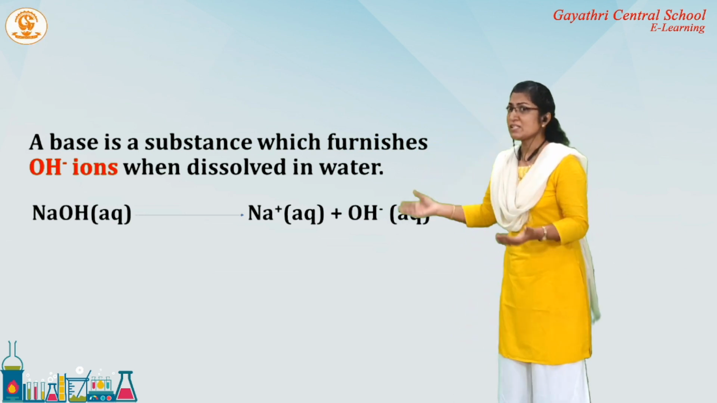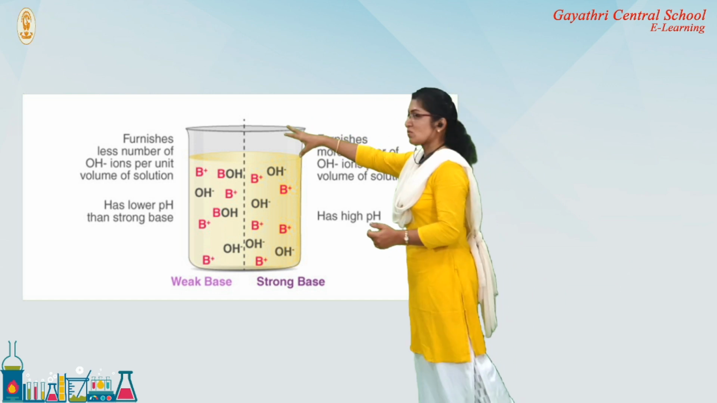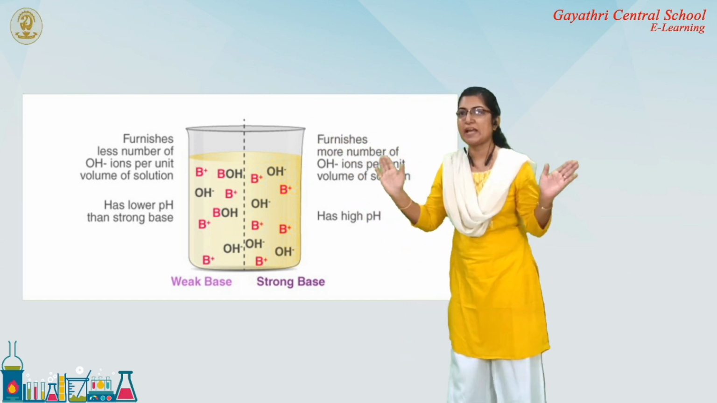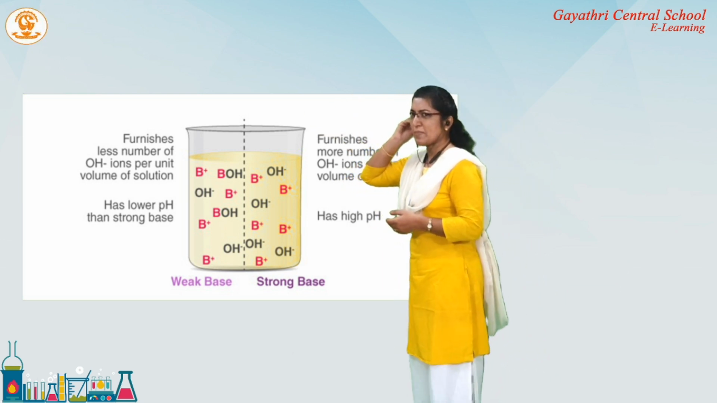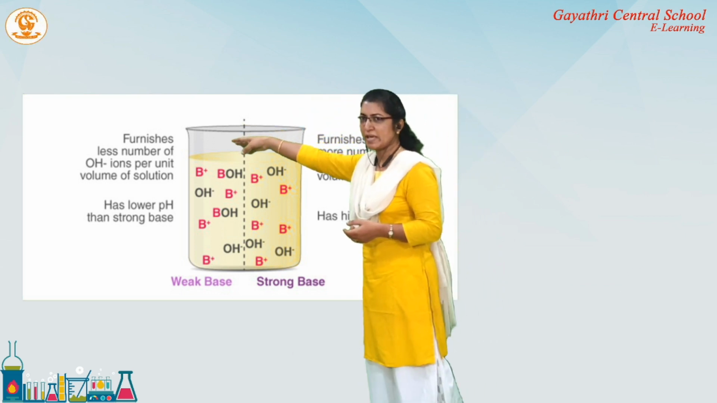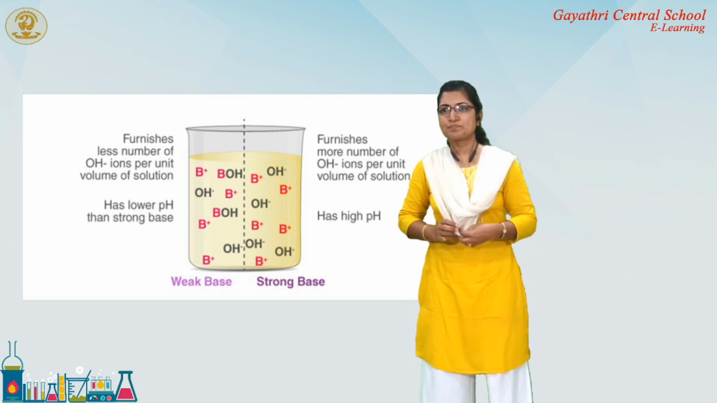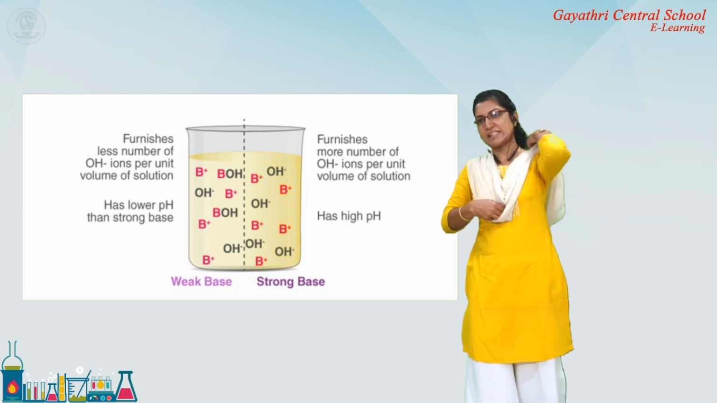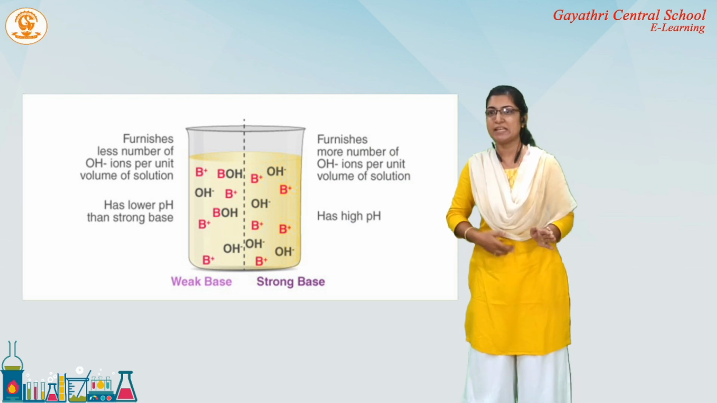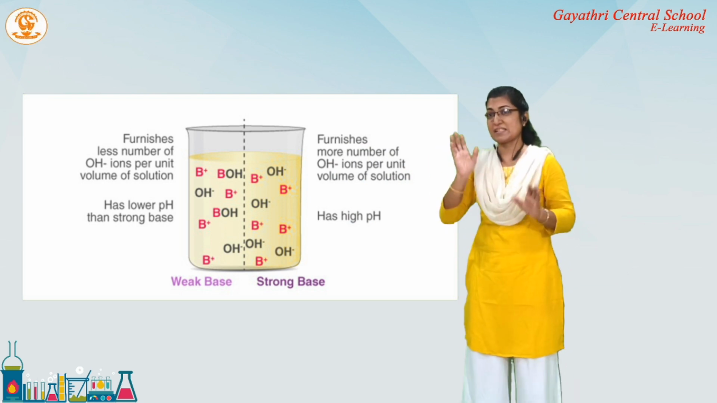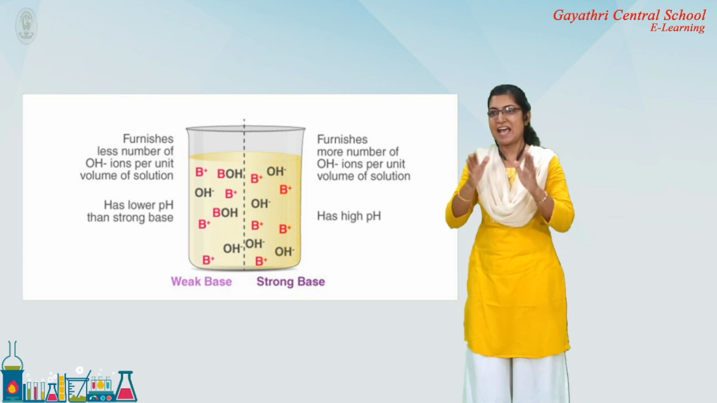Now, this also we can see through an image. When bases are mixed with water, they will break down into their corresponding ions. Hydroxide ions will be formed, and B is the metal there, so B plus ions will also be formed. Now, if this dissociation takes place completely, what type of base will it be? Strong base. If it dissociates partially, then it is a weak base. So that is about acids and bases.